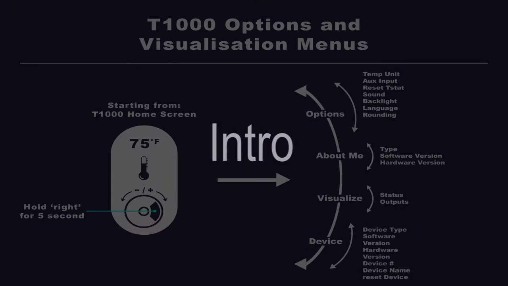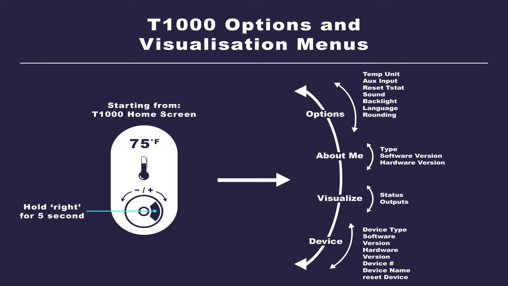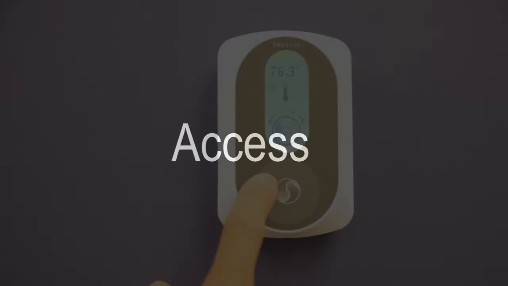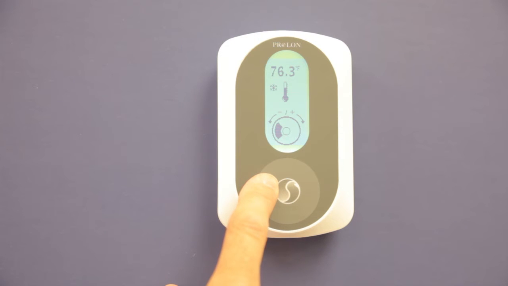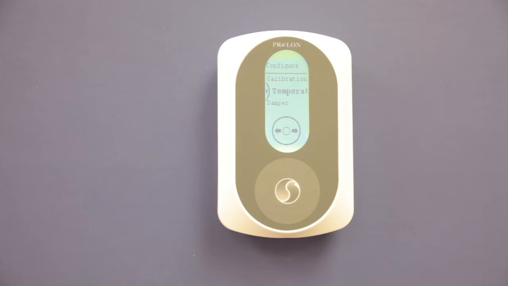The T1000 digital sensor also has a second navigation menu, which is dedicated to the configuration of the VAV controller itself. To access the configuration menu, the screen must first be displaying the current ambient temperature. Then, press and hold the left quadrant for 8 seconds until the menu is displayed.